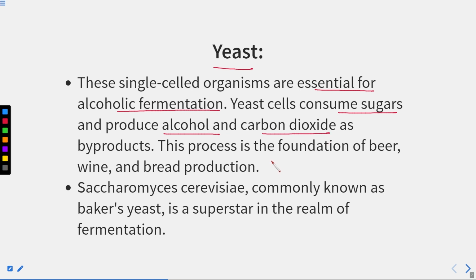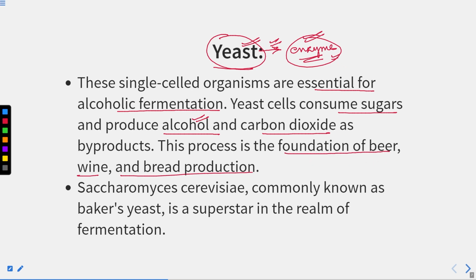So there lactic acid was produced, here alcohol is produced. The product got changed, but the process is the same. The process is the same, the organism got changed because they are using different enzymes. The enzyme that bacteria was using for the fermentation process was different. The enzyme that yeast was using for the fermentation process is different. So what is behind this fermentation process giving a different product every time? Enzyme. Right? So this process is the foundation of beer, wine and bread production.